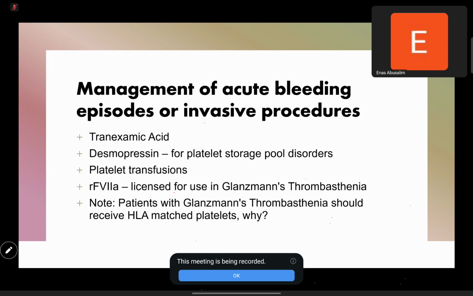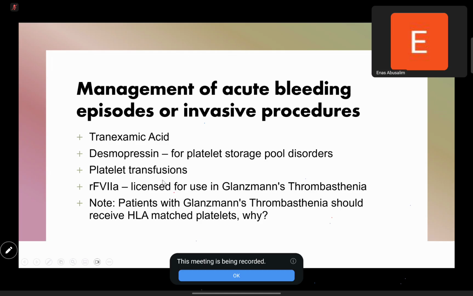Management of acute bleeding episodes. So we have something called tranexamic acid, which is an antifibrinolytic treatment. So it prevents the fibrin from becoming lysed, therefore stabilizing the fibrin clot. Desmopressin for platelet storage pool disorders. Desmopressin enables the dense granules to release their contents.